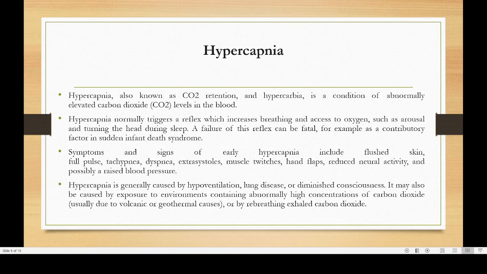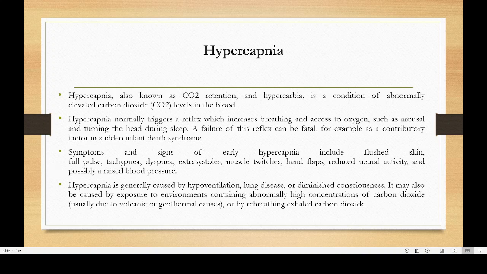And that situation is known as sudden infant death syndrome. Still, our medical science is not able to explain why some children are dying like that, but their explanation is that this could be the possible reason. Then the other is the symptoms and signs of early hypercapnia, which include flushed skin. Flushed means your skin becomes reddish. So that is the meaning of flushed skin.